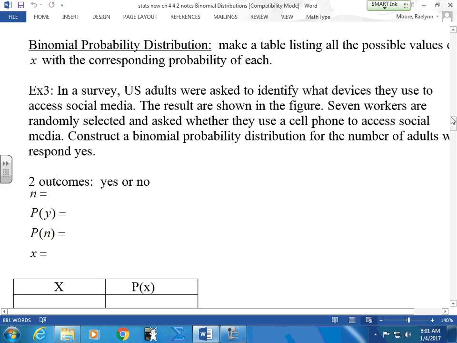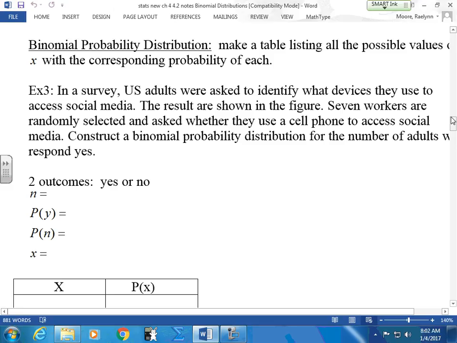Now, to me, that adds up to more than 100. How is that possible? They could do both. So this doesn't have to necessarily add up to 100. But when we do ours, it will add up to 1 because we're going to make it a probability distribution. So we're going to base it out of there.